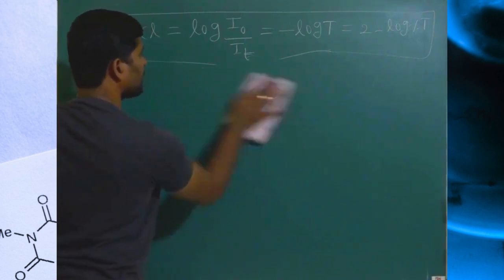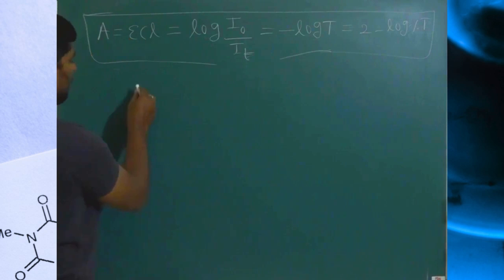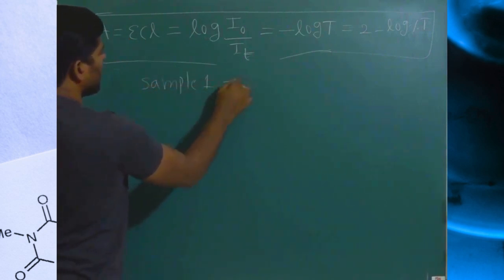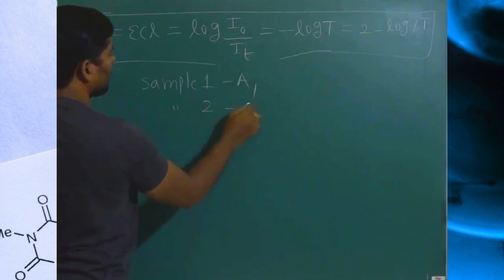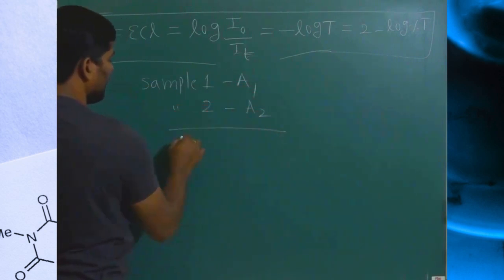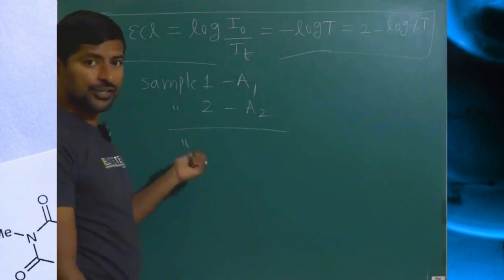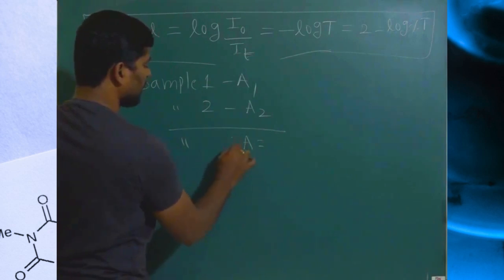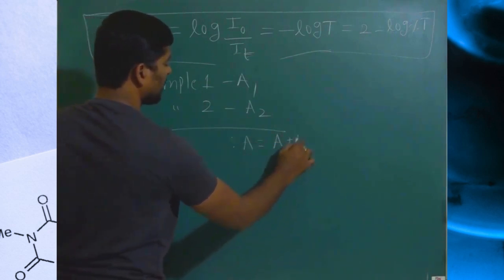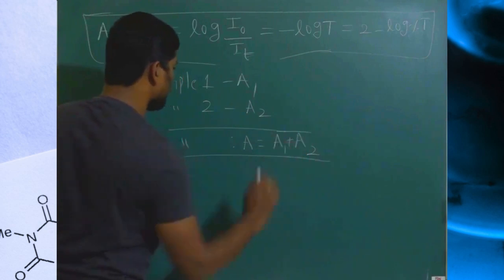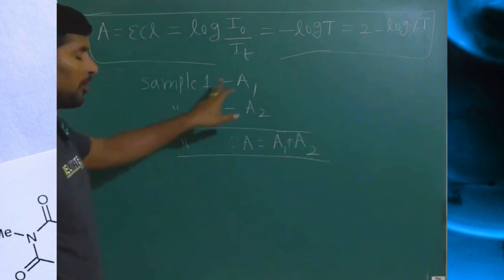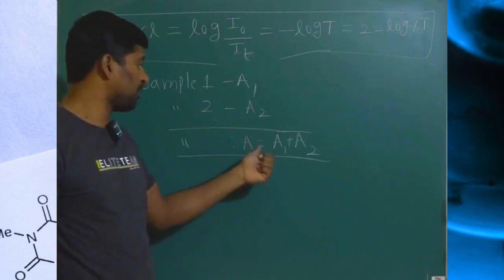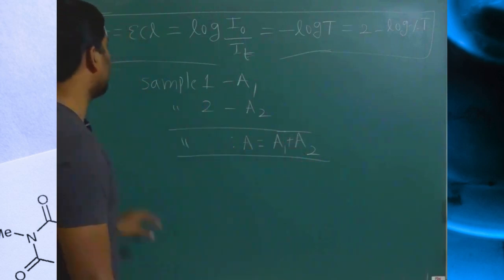Next one, if you have two samples, sample 1 absorbance is A1, sample 2 absorbance is A2. Then if you take a mixture of sample 1 plus sample 2, what about the absorbance? If you take a mixture of these two samples, the absorbance is A1 plus A2.